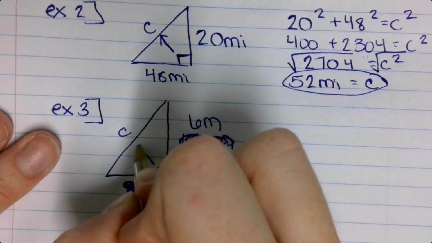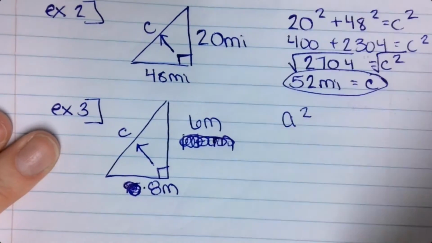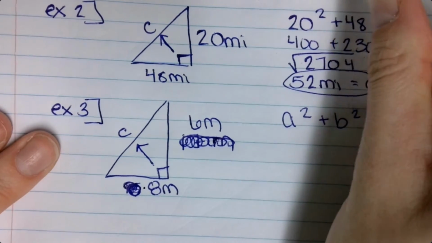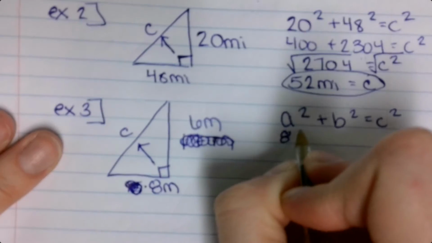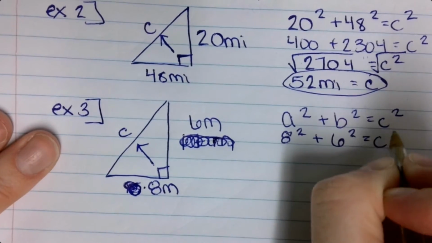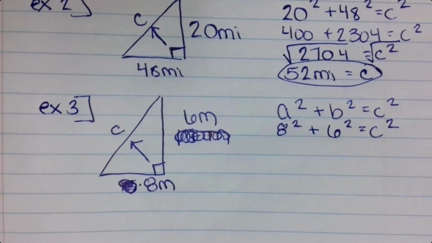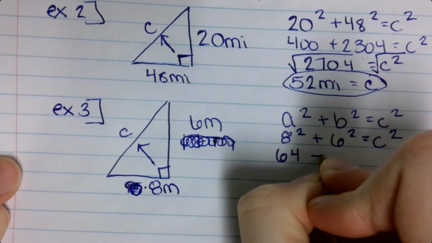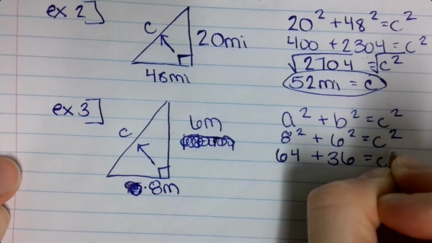Okay? Across from it. So same thing. And last time I did not start with the formula. That's my fault. So it's a squared plus b squared equals c squared. Again, last time I put 20 first. This time I'm going to put 8 first. It doesn't matter which one goes in the legs as long as your hypotenuse is your c by itself. 8 squared, 64. 6 squared, 36 equals c squared.